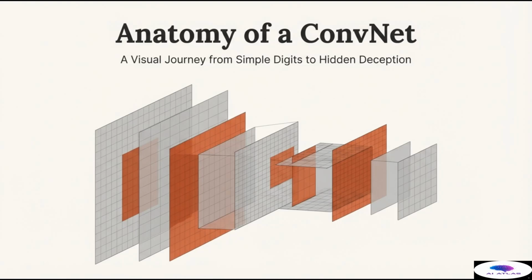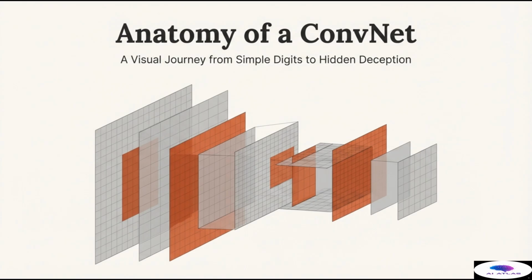Hello and welcome to Anatomy of a ConvNet, a visual journey from simple digits to hidden deception. Convolutional neural networks, or ConvNets, are the foundation of modern computer vision. They are the systems that allow machines to classify images, power self-driving cars, and perform complex object recognition tasks that were once thought impossible for algorithms.